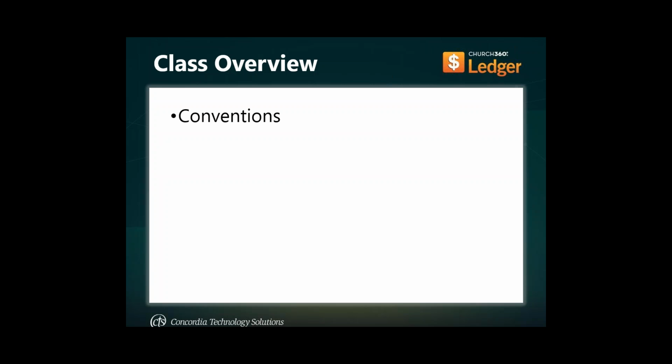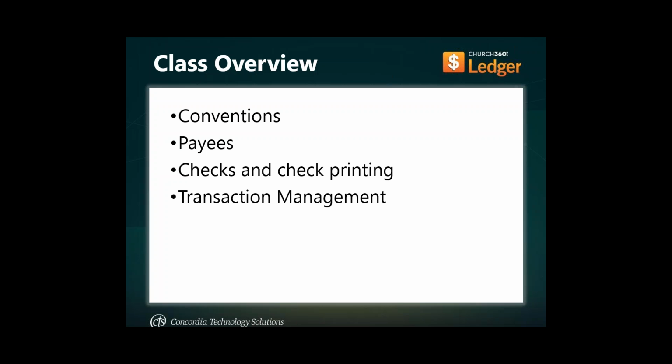So we're going to start out by going through a couple slides of conventions, just to lay a little bit of groundwork there. Then we'll go through the definition of a payee, and we'll show entering in payees as well. Then there's checks and check printing. So we'll show you how to enter in checks. We'll do a payroll check, and then we'll do paying a vendor. So we'll show checks, and then we'll show how to print checks, and we'll show each one of those steps.